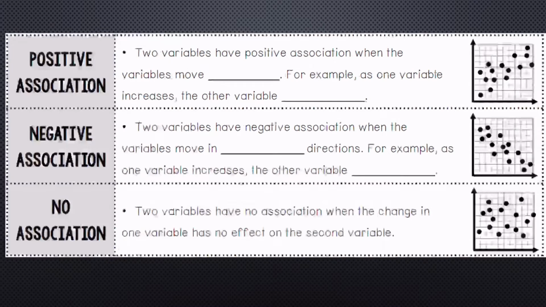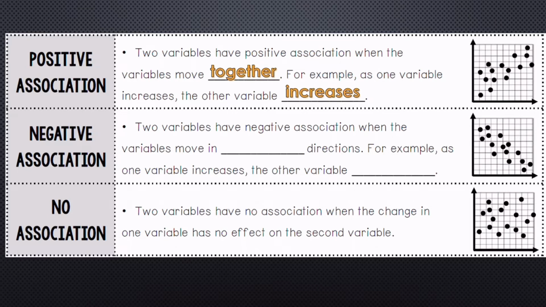So we need to be able to interpret this data. So when the two things have a positive association, the variables move together, meaning as one variable increases, the other increases. And if you look at the picture, that's what's happening.